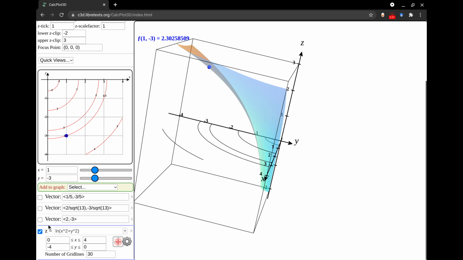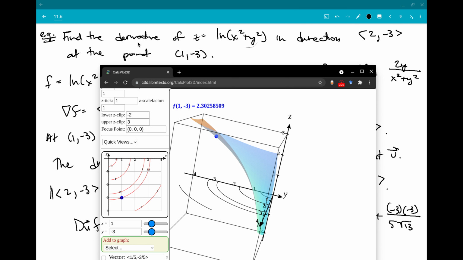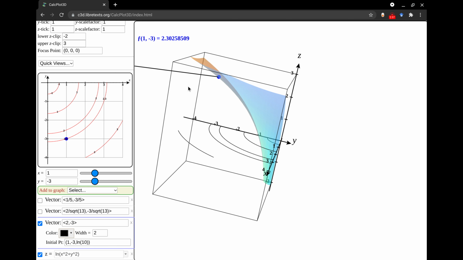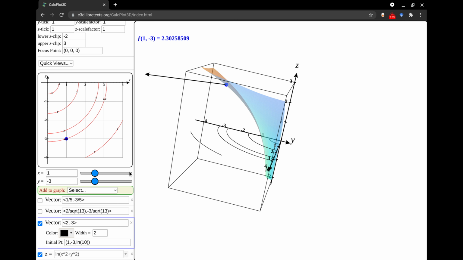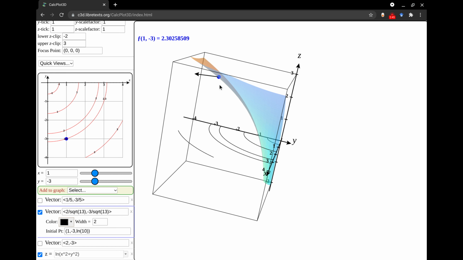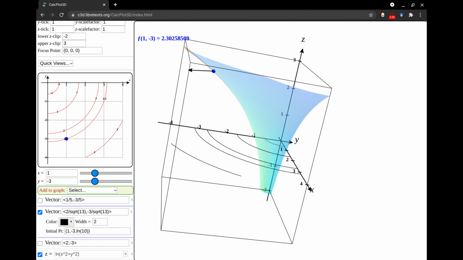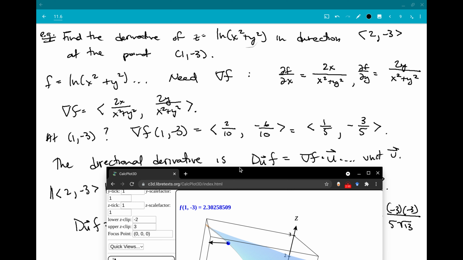And then I already wrote up some things that will show us the components we cared about for this problem. So we wanted to find the derivative of the surface. We've got the surface at this point in the direction (2, -3). So this vector right here is the vector (2, -3), super long. We needed to find the unit vector in that direction. So that was our first step in solving the problem. And then what we did was we calculated our gradient vector, (1/5, -3/5).